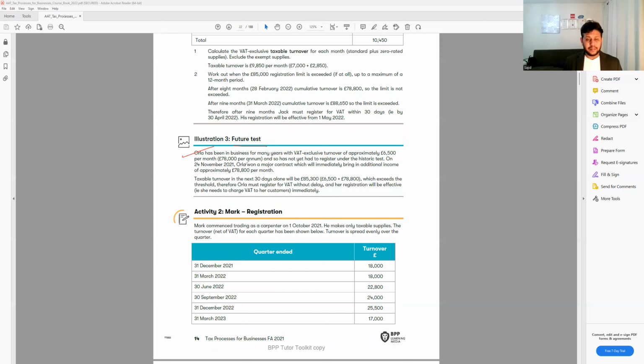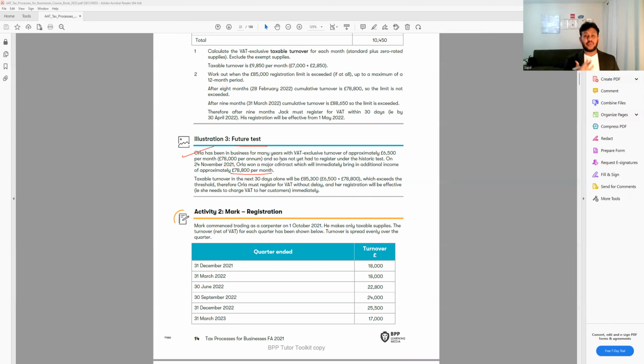Orla has been in business for many years with VAT exclusive turnover of approximately 6,500 per month. So that means 78,000 per annum. Orla has not yet had to register under the historic test. So the historic test is fine. On the 24th of November 2021, Orla won a major contract, which will immediately bring additional income of 78,000 per month.